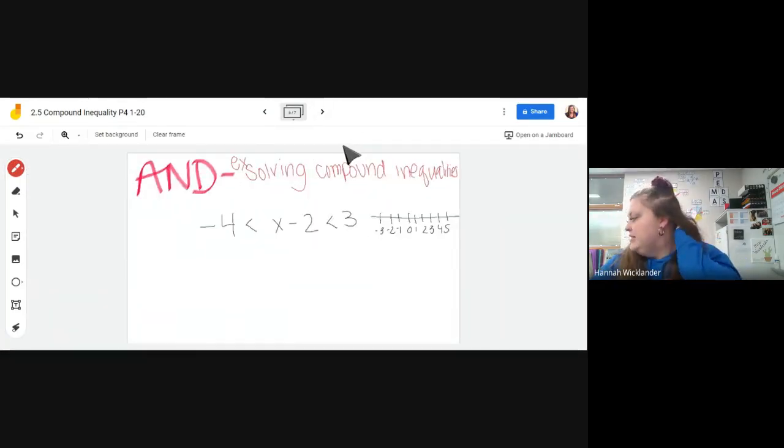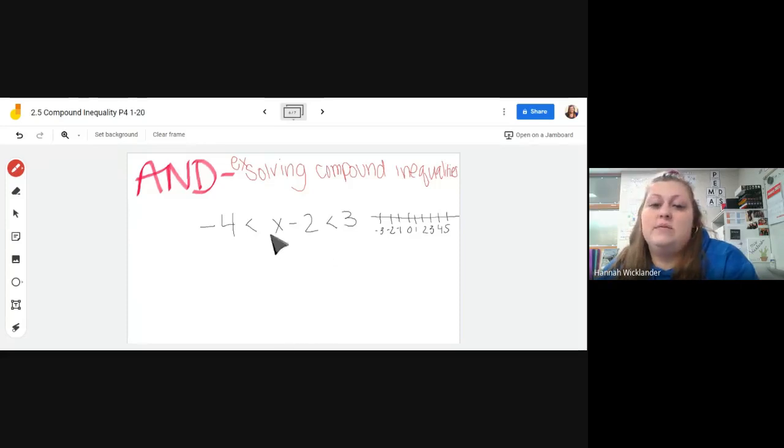Okay, here's an example of solving compound inequalities. So what we were doing last week was solving them, but it wasn't compound, so it wasn't two of them on the same graph. So this time we're going to be solving them and then graphing them on the same graph. So it's the same steps as solving before, except this one, there's kind of two numbers on the side. So my recommendation is to break it up into two separate equations.